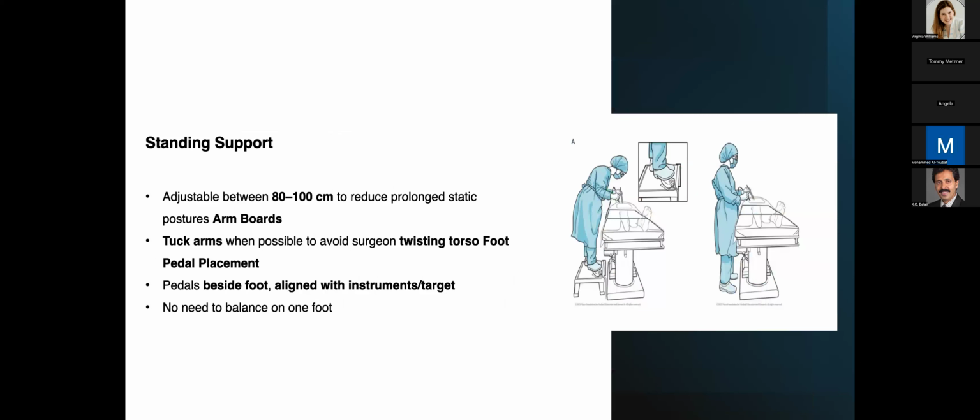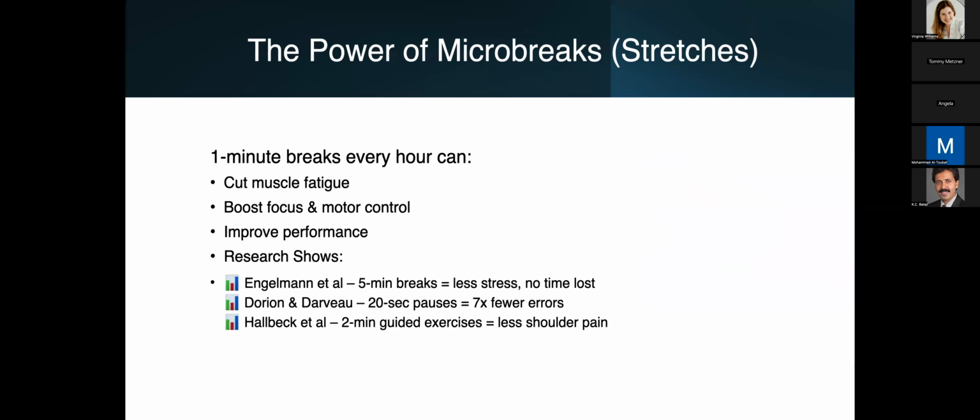Again, when you're standing, you want to be adjustable. Standing support to be adjustable between 80 to 100 centimeters to reduce prolonged static postures. You can also use arm boards. You want your arms tucked when possible to avoid twisting the torso. And again, when you're standing close to the bed, especially when you're doing a stone case, you want the pedal at your foot aligned with instruments and target, and you don't want to be standing on one foot again.